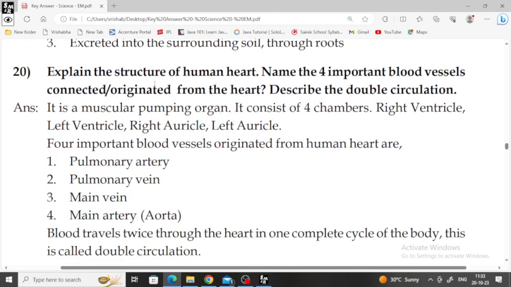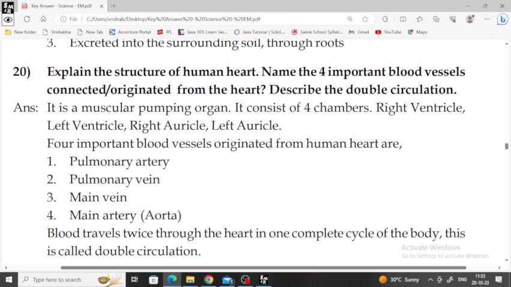Explain the structure of a human heart. Name the four important blood vessels connected to or originating from the heart. Describe the double circulation. The heart is a muscular pumping organ. It consists of four chambers: right ventricle, left ventricle, right auricle, left auricle.